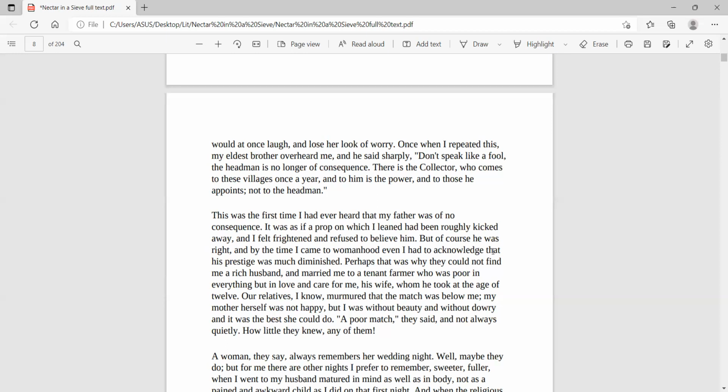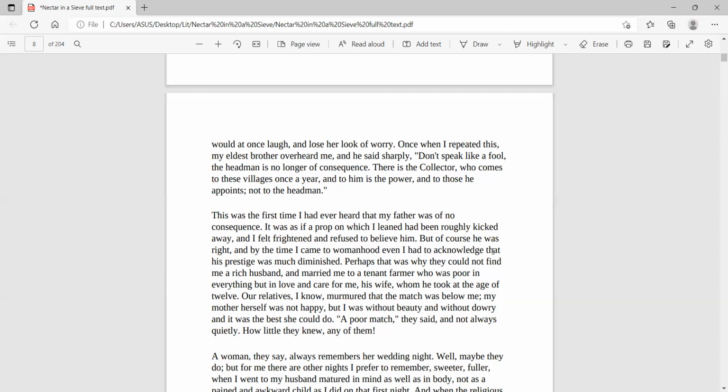It shows Indianness, and it also shows that she had no option, no other choice. "Our relatives, I know, murmured that the match was below me." He was of a lower status and position actually, because this protagonist is a village headman's daughter and she is marrying a tenant farmer. That was kind of a rumor in that village. So they were murmuring here and there.